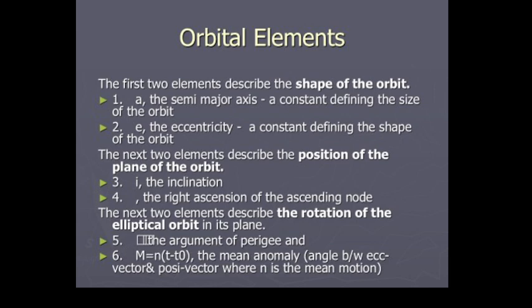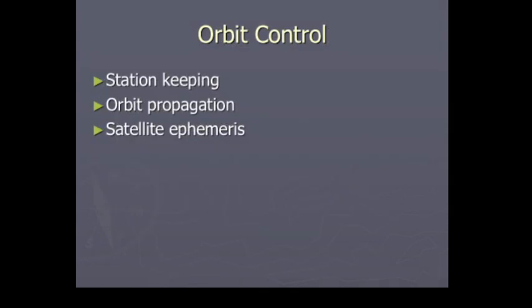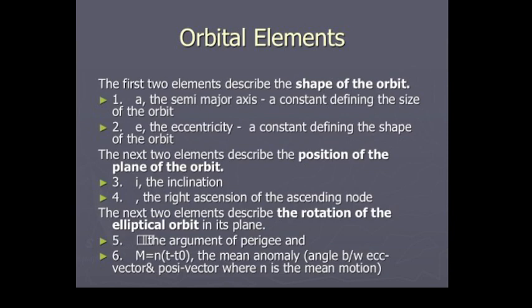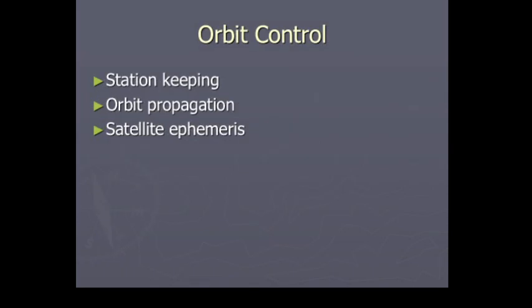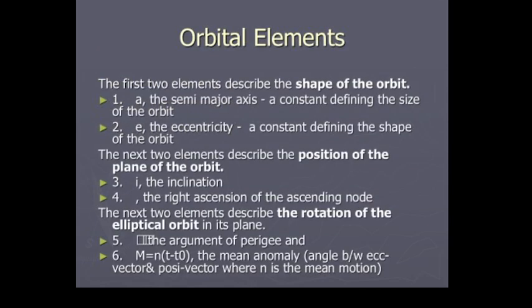The second thing I want to inform you about is orbit control. In orbit control, the most important thing you must be aware of is the station keeping process. What do you mean by station keeping? Station keeping is the position update of the satellite in the orbit with respect to time. That is nothing but station keeping.